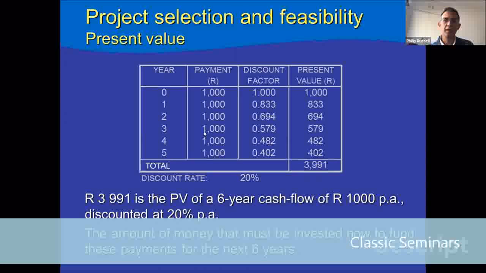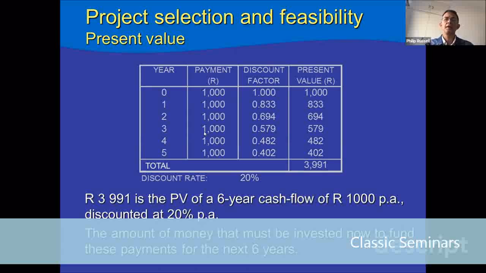And by calculating that out, you see that if you're going to be receiving this money a year from now, that 1,000 Rand he's going to give you is only worth, in today's money, about 833 Rand. In 2 years, when he pays you 1,000 Rand, that's only going to be worth 694 Rand in today's money. And in 3 years, it's only going to be worth 579. So it works out that he's actually only paying you 3,991 Rand.